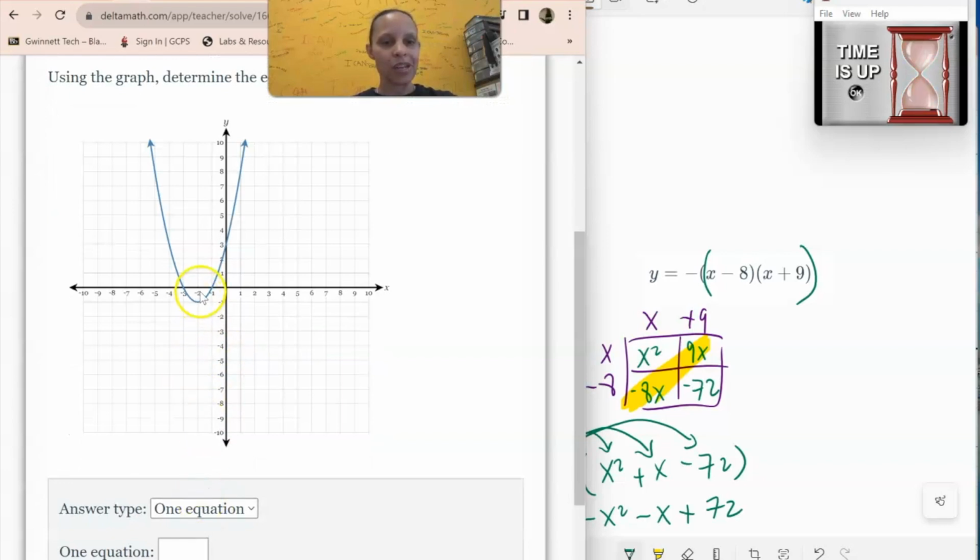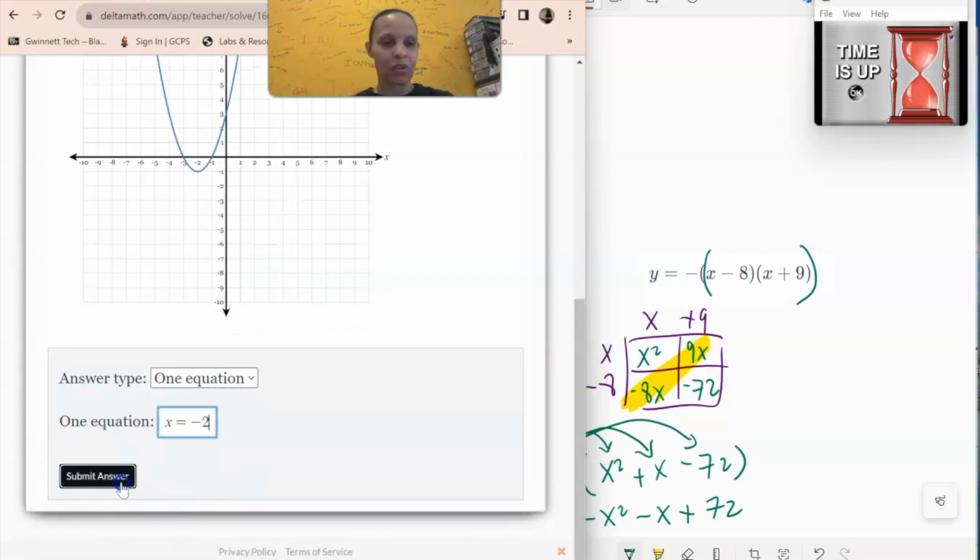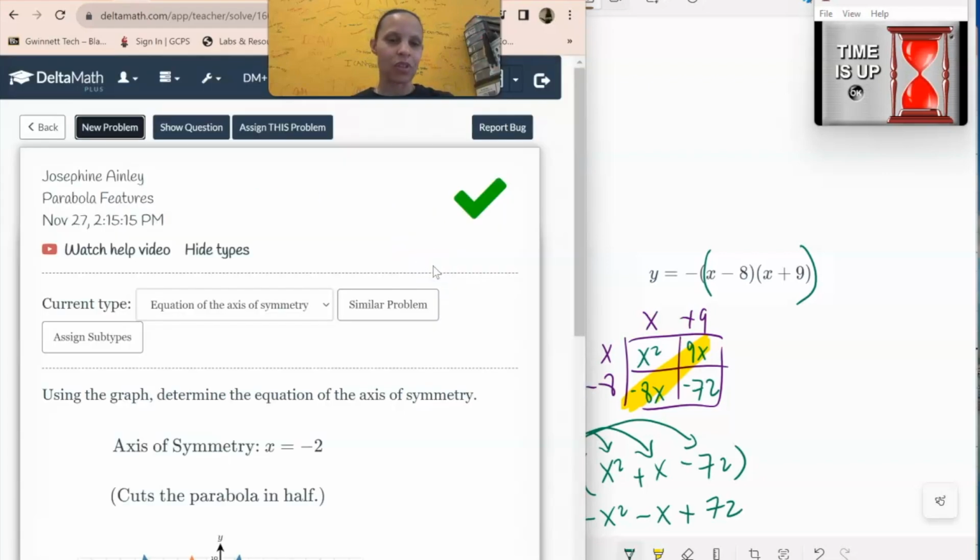And remember, it must be an equation. So I do not put -2 because -2 doesn't mean anything. It has to be, because this is a line, x equals -2 because it goes through it. So x equals -2. So again, where do I split the graph? Into exactly the same on the left and the right.